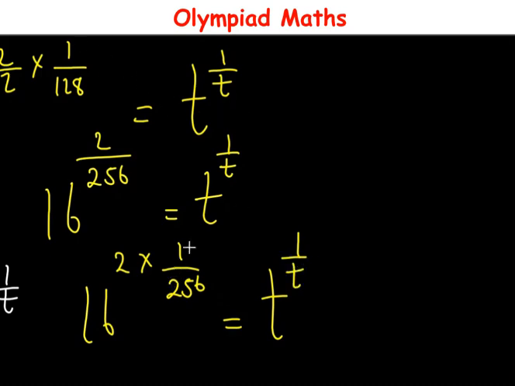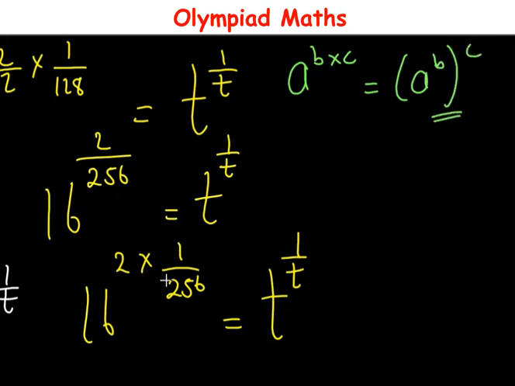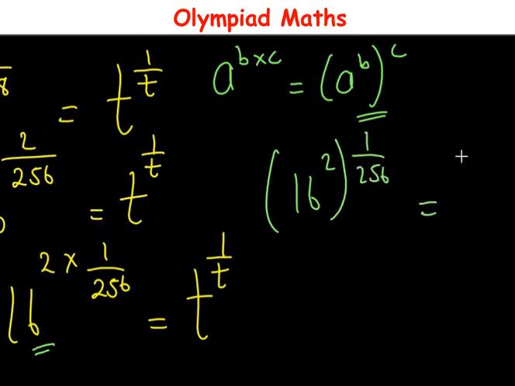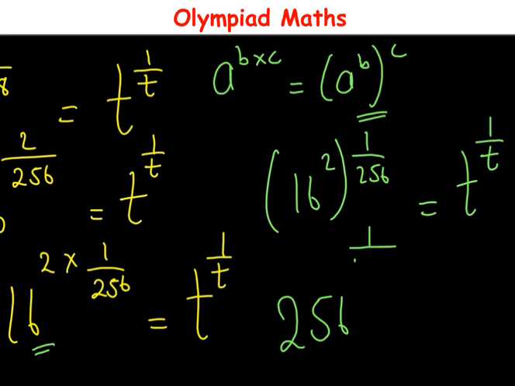Then, applying this rule, that if you have a raised to power b times c, this equals in bracket a raised to power b, all power of c. Applying this rule right here, what we then have is this: in bracket 16 raised to power 2, all raised to power 1 over 256, is equal to t raised to power 1 over t. Now from here, 16 squared is equal to 256, then raised to power 1 over 256 is equal to t raised to power 1 over t.